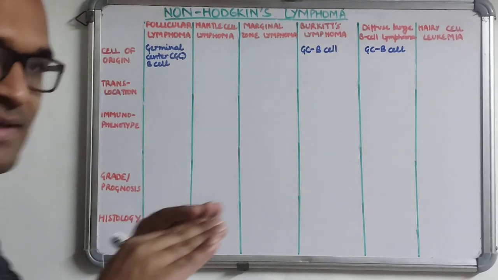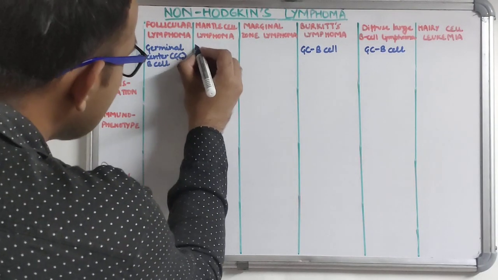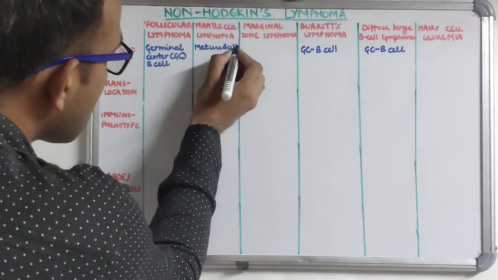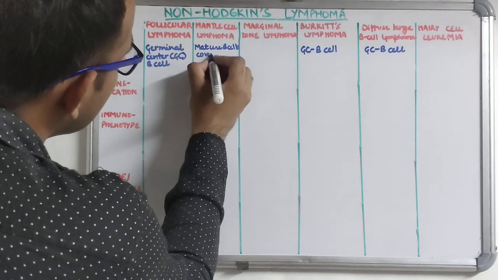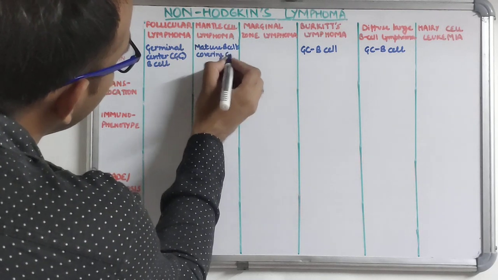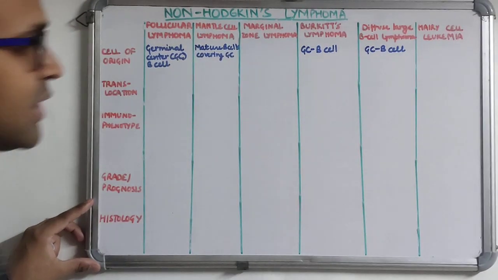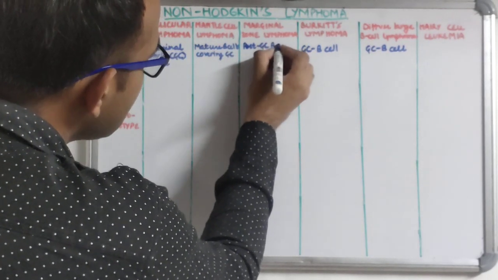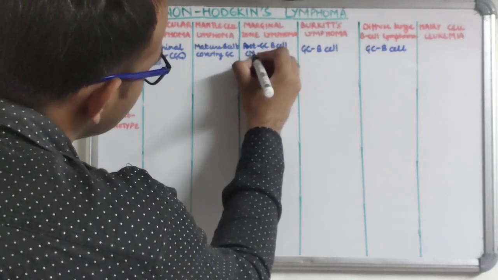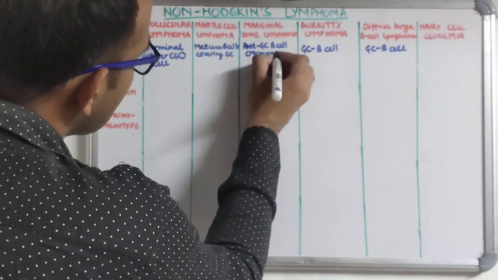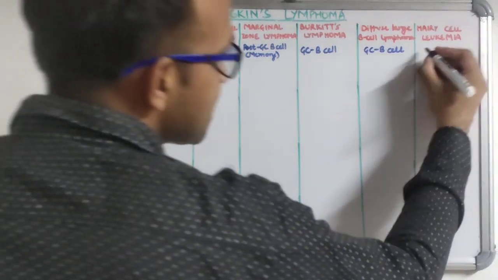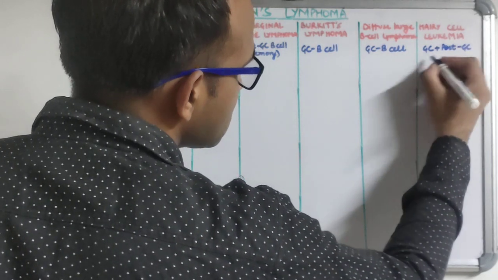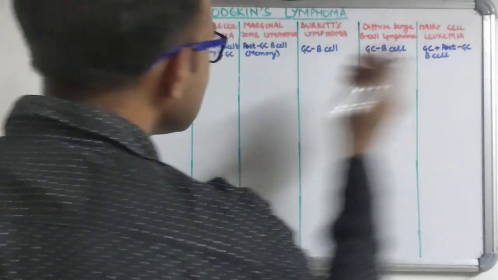Mantle cell lymphoma, mantle means covering. So they are mature B cells which cover the germinal center. They are mature B cells which form a covering around the germinal center. Marginal zone lymphoma consists of post-germinal center B cell, also known as memory B cell. And hairy cell leukemia originates from both germinal center as well as post-germinal center B cell. So this is about the cell of origin.